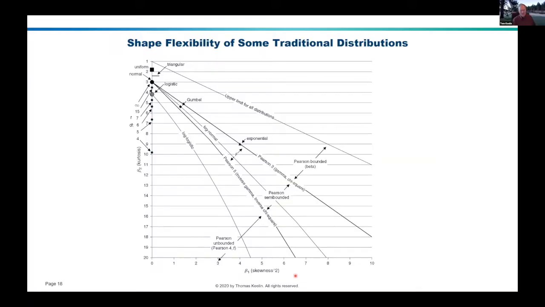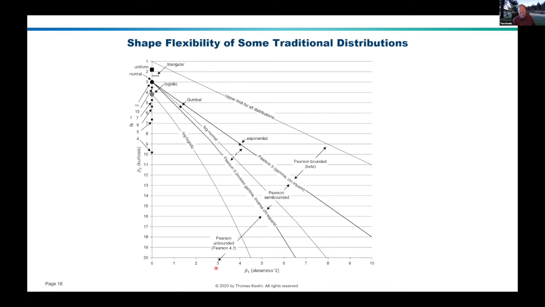One of the best ways I know of to compare the flexibility of distributions is with this beta 1, beta 2 chart, which was developed back in the time of Carl Pearson to compare what is the range of skewness you can achieve with various distributions. And this beta 1 is the standardized skewness, that is the third central moment divided by the cube of the standard deviation, and you square that so you get a positive number.